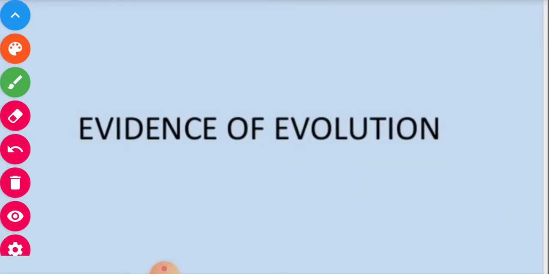Today we'll study the chapter, the topic origin of life, and under chapter evolution for class 12th. And here you will study the evidences for evolution. So evolution has taken place, but we see the evidences of evolution under this session. Evidences of evolution we will study here.